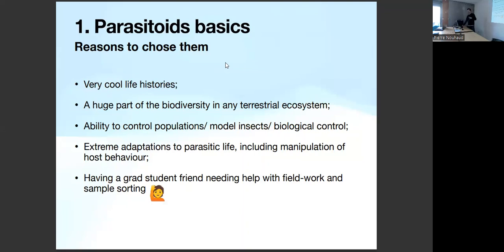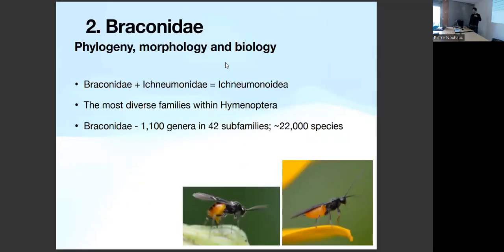Unfortunately, this is not a noble reason at all, and I'll show in the next slides why I think it's important to start this way, right? Anyway, let's talk about Braconids. Braconids is the group that I focus most of my research on.